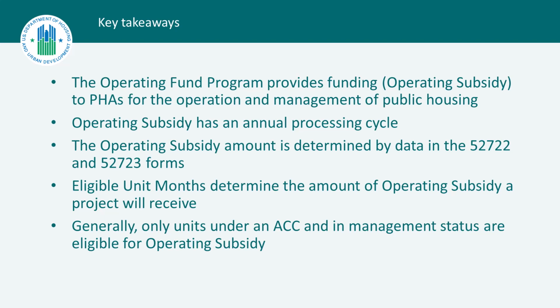The formula for the subsidy amount is determined by the information the PHA submits in IMS PIC and FDS, and that is entered in the Form HUD 52722 and Form HUD 52723. The eligible unit months, or EUMs, determine the amount of operating subsidy that a PHA receives. Generally, only units under an ACC and in management status are eligible for operating subsidy.